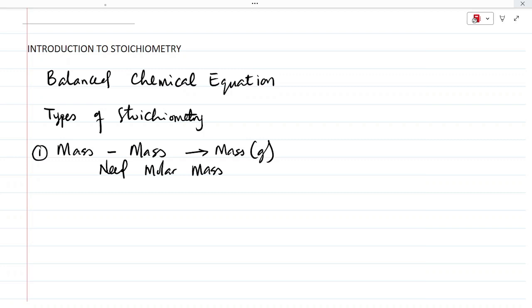Let's have a model equation in this case. I always like to use the reaction between hydrogen and oxygen to give water. As you can already see, this reaction is not balanced, so we are going to balance it. So this is what we can use to actually make our calculations.